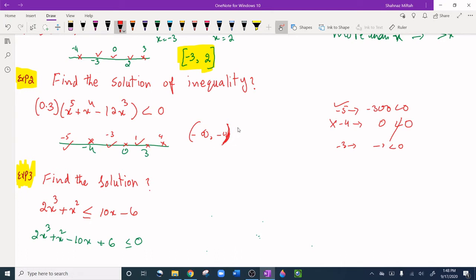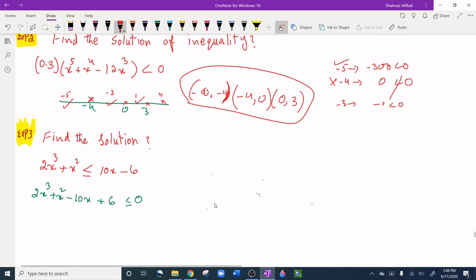Then we have another one, between -4 and 0. Between -4 and 0 works, but -4 and 0 themselves don't work, so I have parentheses. Next one, between 0 and 3 works, but not exactly 0 and 3. That's why I have parentheses there. So that's my solution for that inequality.